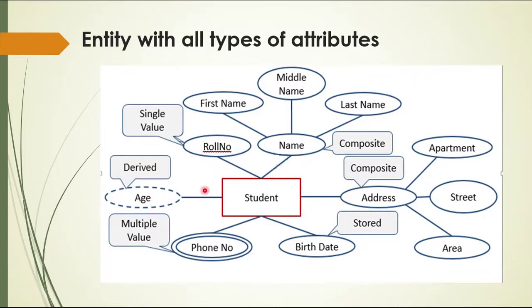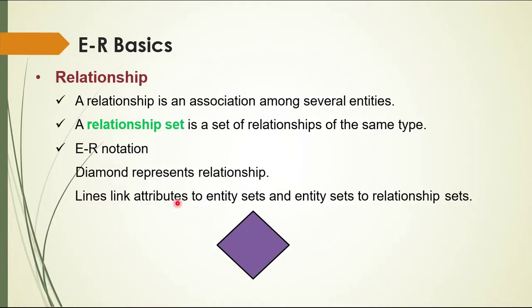So this is the entity and all types of attributes. Clear? Student is an entity represented in the rectangle. These all are the attributes: roll number, name, address, birth date, phone number, and age. Now next, third part is relationship.